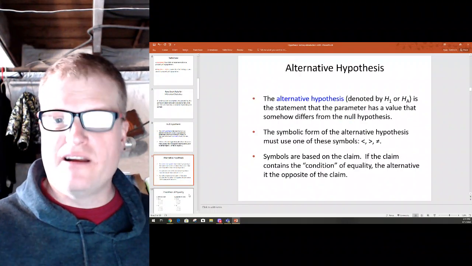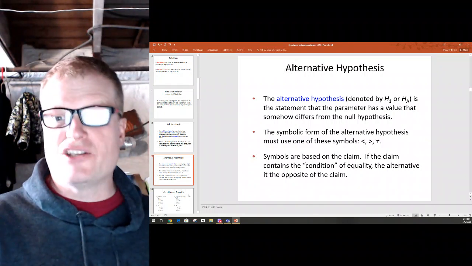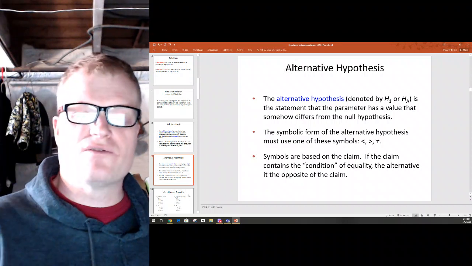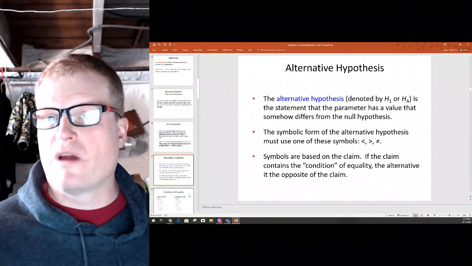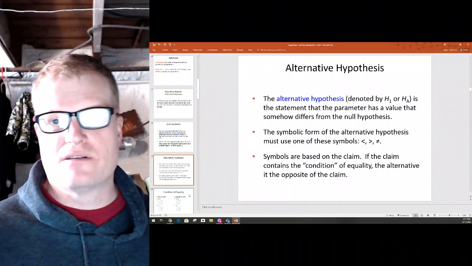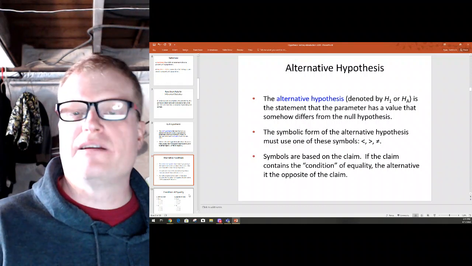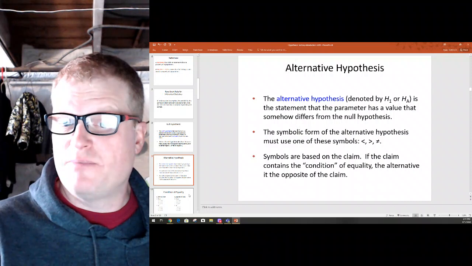The alternative hypothesis that we come up with, which is denoted by H1 or HA, is some statement that the parameter has a value that differs from the null hypothesis. Is it less than, is it greater than, or is it not equal to that null hypothesis? These are the three inequalities that we are going to use with the alternative. And these symbols are based upon that claim.